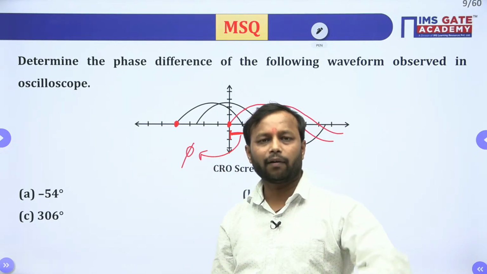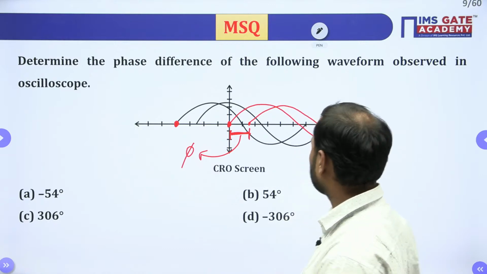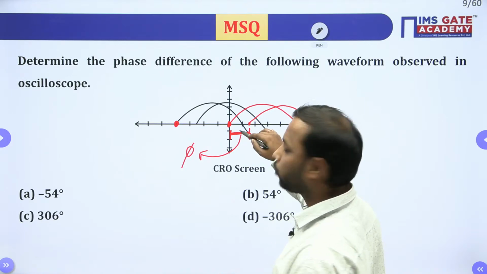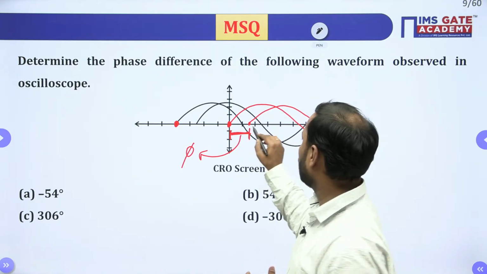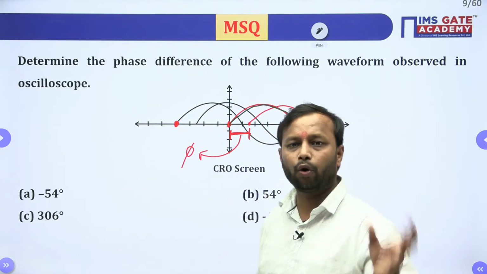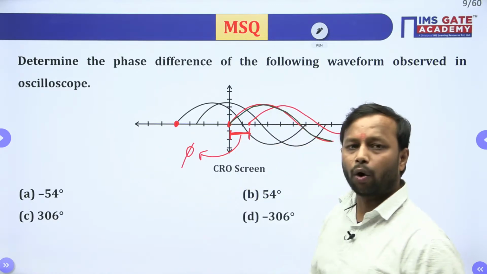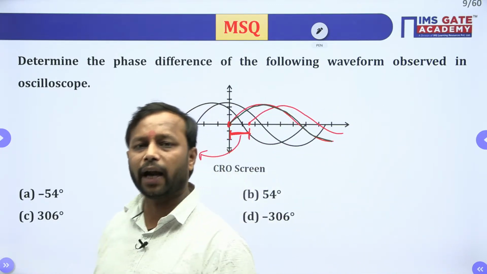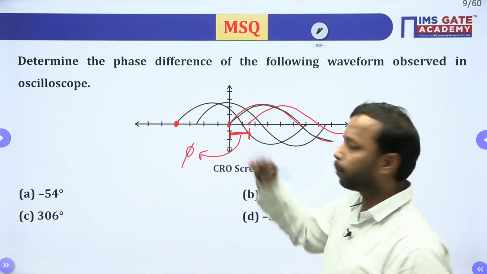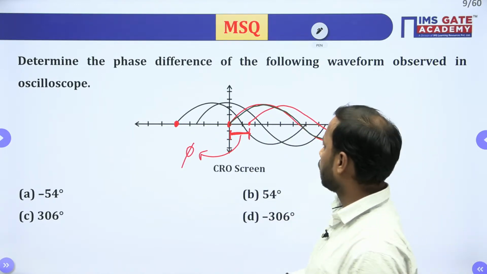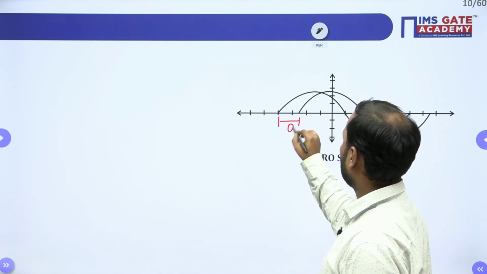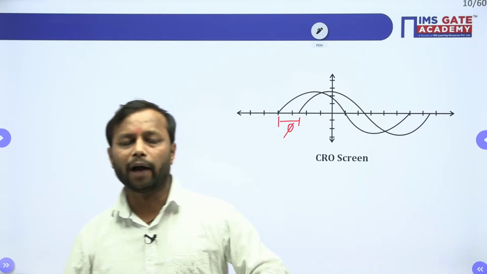Otherwise, let me give you a good idea about how I have written phi here. Assume that this waveform has not started from here, it is starting from here, which means both are overlapping each other. Then in that case, what will be the phase difference? Definitely the phase difference will be 0 if both are overlapped. But my question is, I need to find this phi. How am I going to find it? Now see here.